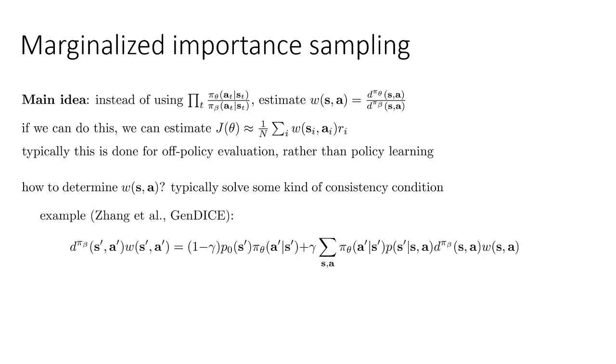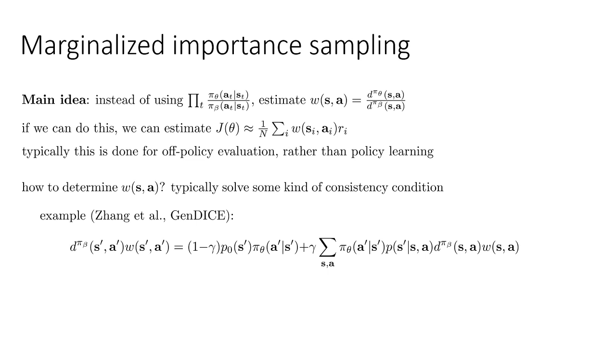So here is one such consistency condition. This is from a paper by Zhang et al. called GenDICE. I won't go through this in detail because the derivation for this is kind of involved, and I've already spent quite a bit of time on importance sampling. But I want to just give you a taste for what the general gist of this is.